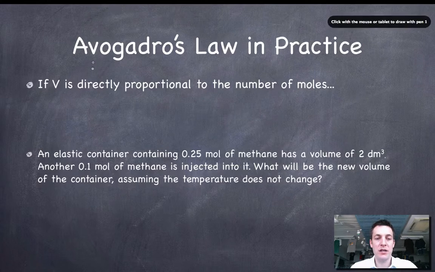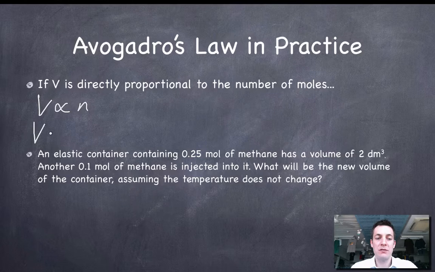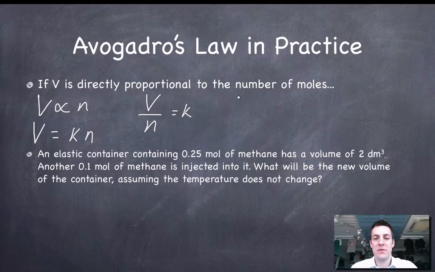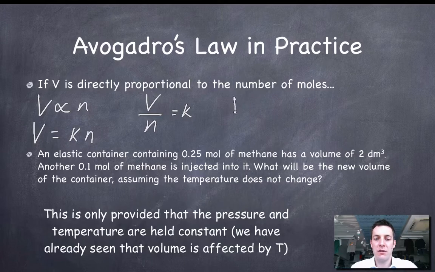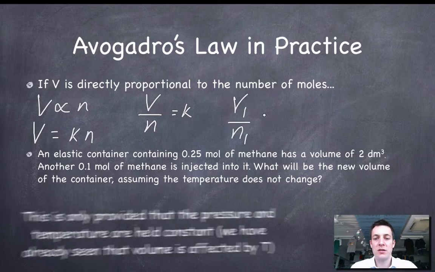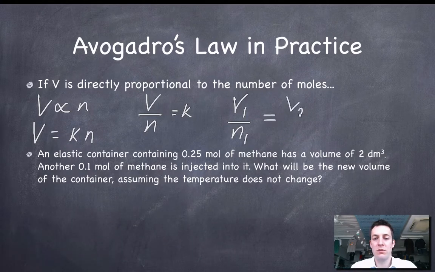What does this mean in practice? Well, once again, if we say that V is proportional to the number of moles, then this is the same as saying that V is equal to a constant multiplied by the number of moles, in which case the volume over the number of moles is a constant, and so the value of V over n does not change for a particular gas. Okay, so in other words, if my original volume and my original number of moles changes to some new volume and some new number of moles, then those two values have to be equal.